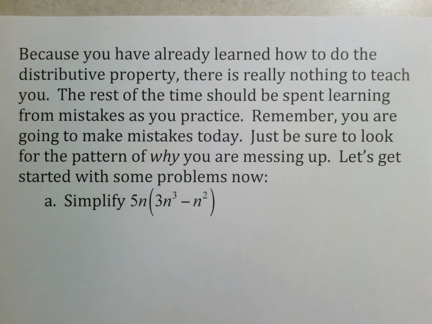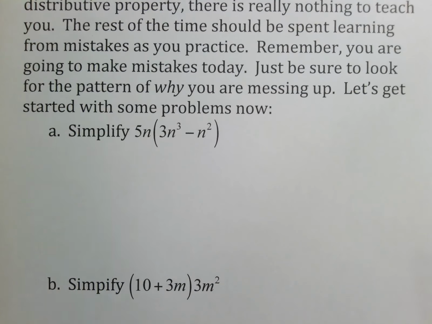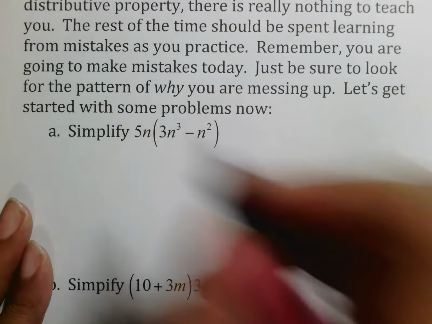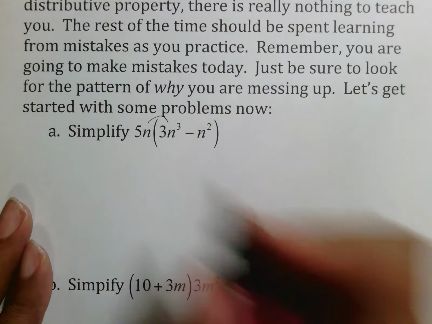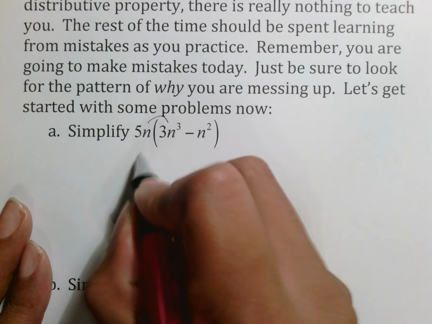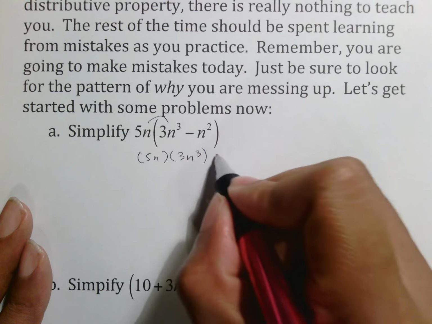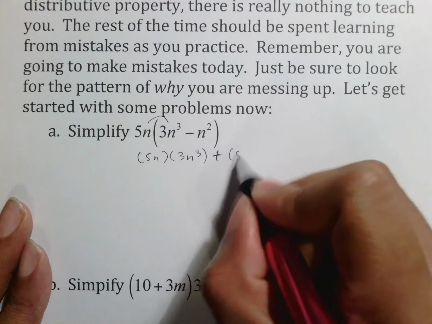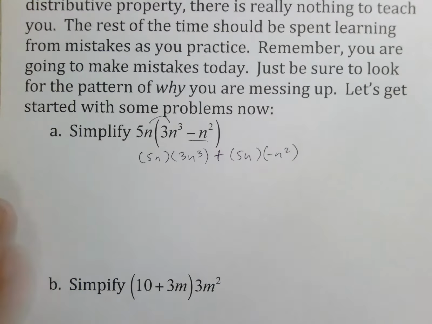So other than that, let's start with some problems here. Again, I'm going to do this the long way because I need to make sure that we know what we are doing. And I suggest, at least for your notes, that you do it this way. Don't get lazy. Just write down whatever it is. So here, 5n meets 3n to the third. And I will always use a plus. 5n meets negative n squared.